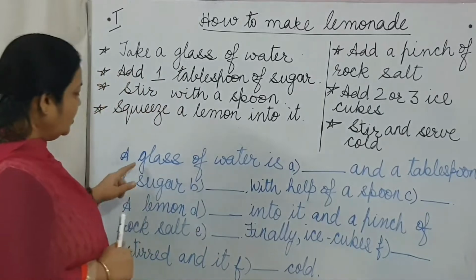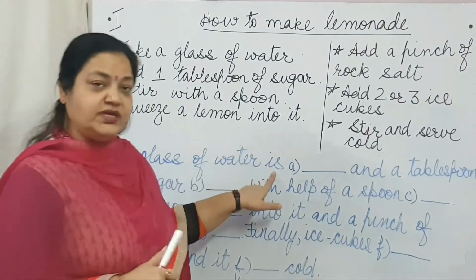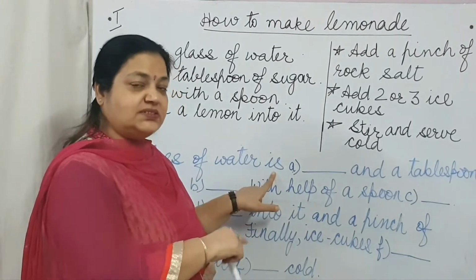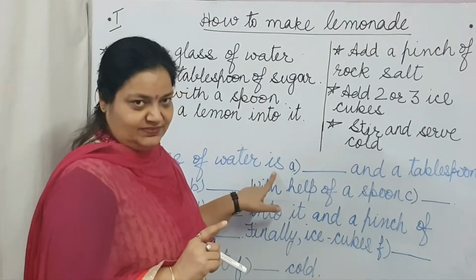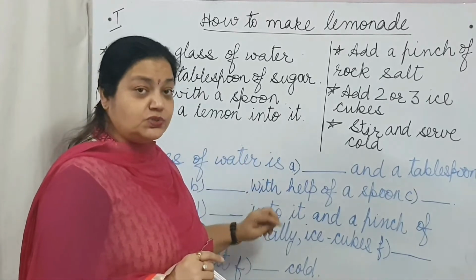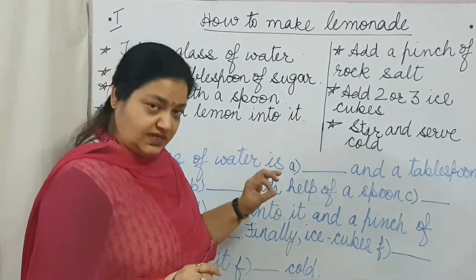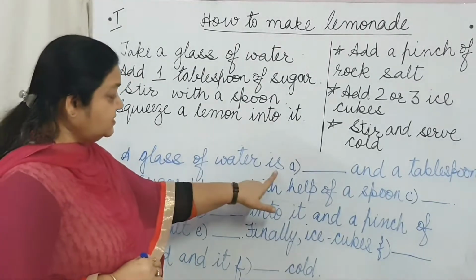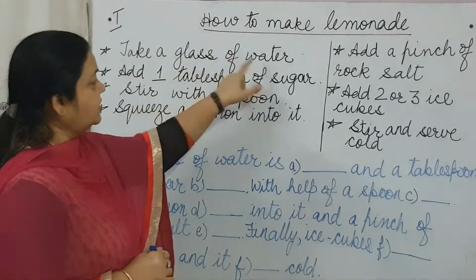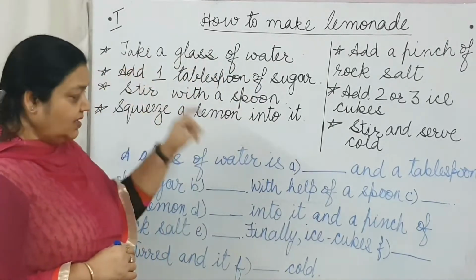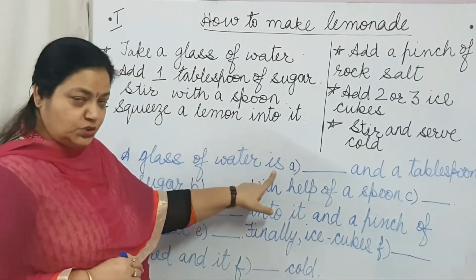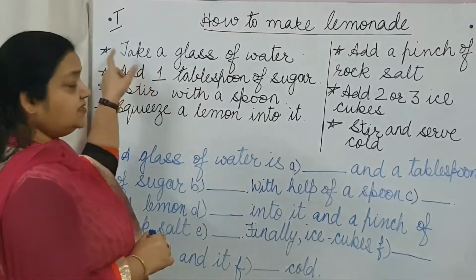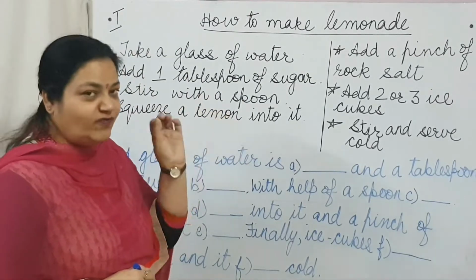Remember, a glass of water is. Now here "is" is given. So with this "is", we have understood that the passage is in present tense. So whatever verb we use, we use it in present tense. Now let us take one blank at a time. A glass of water is. Now, take a glass of water. What is the verb? Take. "Is" is already given. So what will be the verb? Is taken. Simple present goes to "is" and the third form of the verb.